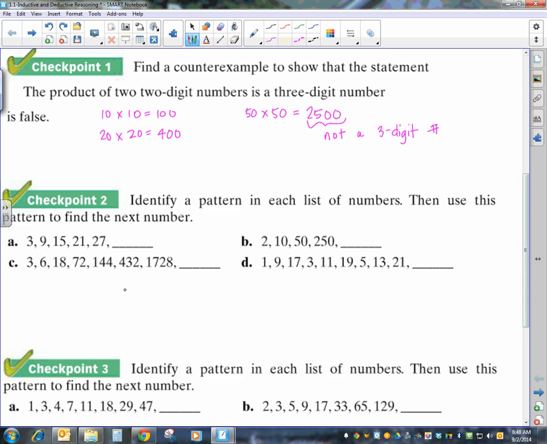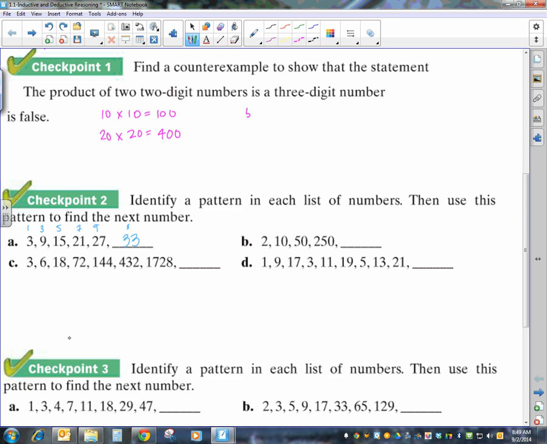So looking at 3, 9, 15, 21, 27. Can anybody determine a pattern? Hopefully you can see that these are all multiples of 3. This is 3 times 1, 3 times 3, 3 times 5, 3 times 7, and 3 times 9, which means the next one would be 3 times 11. And 3 times 11 is 33.